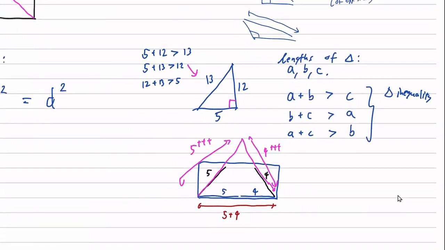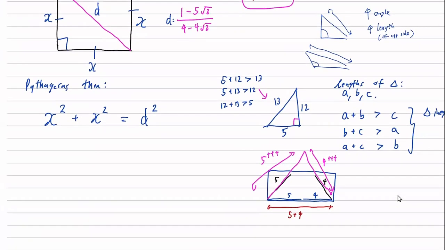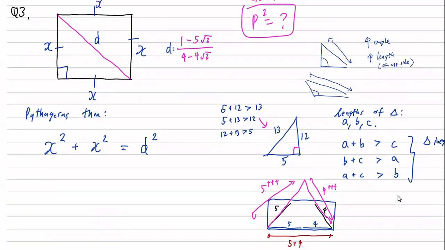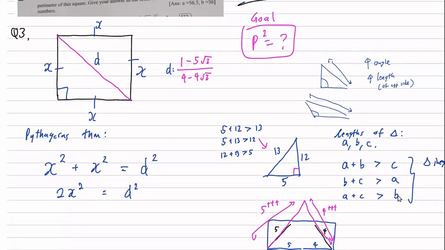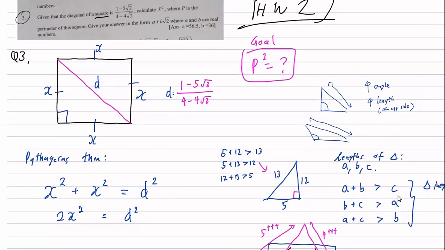Just a bonus fact. Anyways, back to the question. x squared plus x squared equal to d squared, so we get 2x squared equals d squared. What do we want to find actually? Let's think about it. What do we want to find? How's the goal?